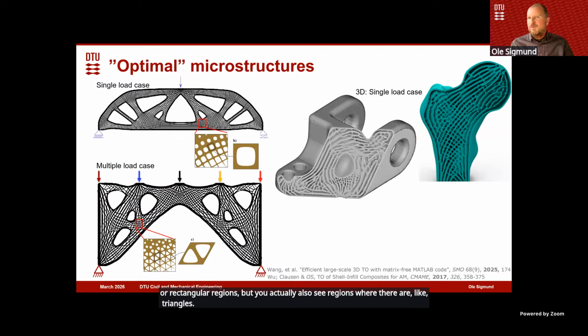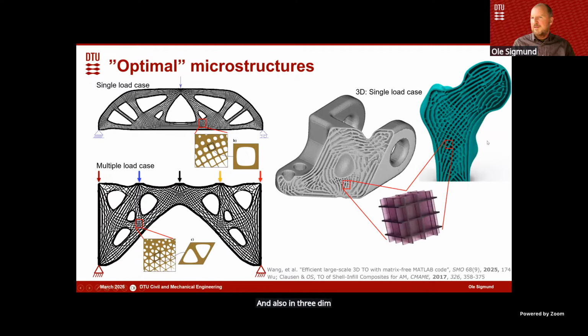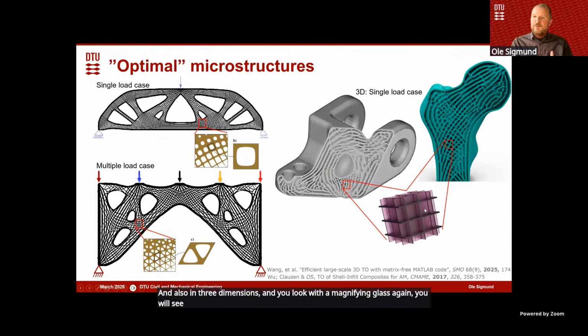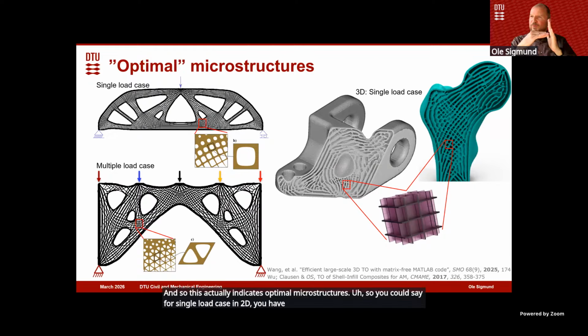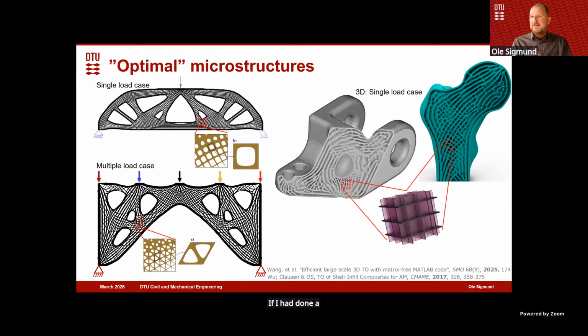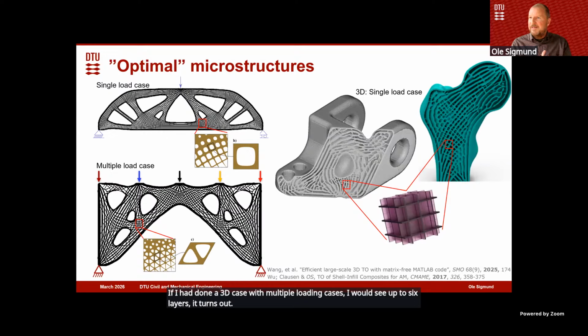And also in 3 dimensions, if you look with a magnifying glass again, you will see for the single load case that there are these orthogonal layers of plate-like structures. And so this actually indicates optimal microstructures. So you could say for a single load case in 2D, you have orthogonal layers, 2 layers of microstructure. For multiple load cases, you see 3 layers. If I had done a 3D case with multiple loading cases, I would see up to 6 layers, it turns out. And this is not a surprise.